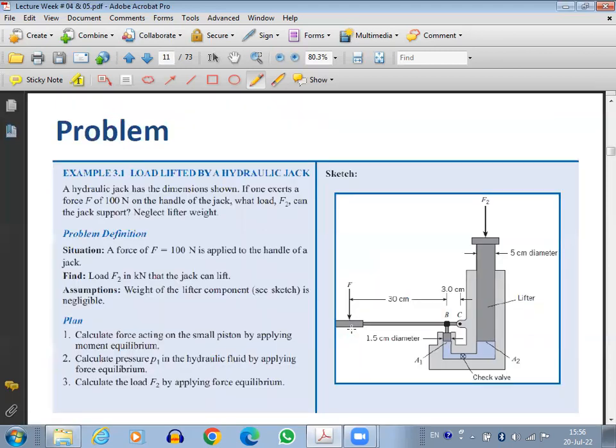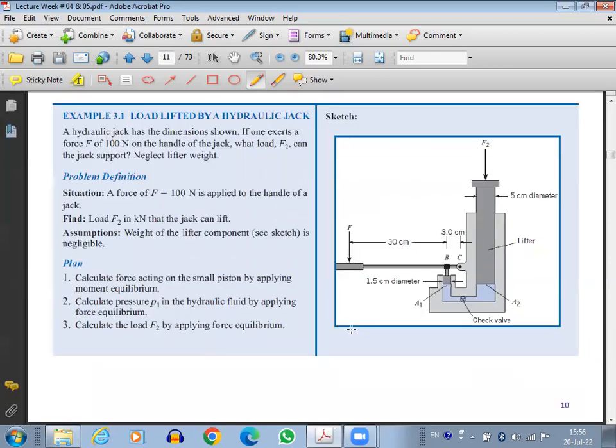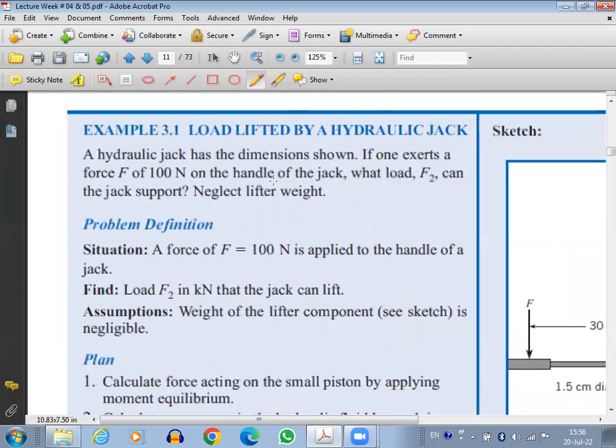So we have a numerical here, which is going to give us some insight into it. So let's go through this numerical. A hydraulic jack has the dimensions shown. You know what is a hydraulic jack? Normally, if you want to lift the car, or sometimes you have to change the tire, we use hydraulic jacks. If one exerted a force of 100 Newton on the handle of the jack, what load F2 can the jack support?